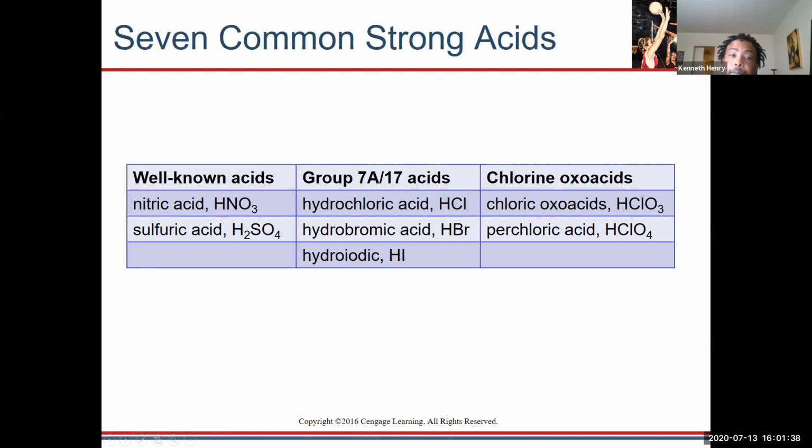If you have per, it's going to be a strong acid, okay, except if it's a carbon acid. So when you add an additional oxygen, it makes it a stronger acid.